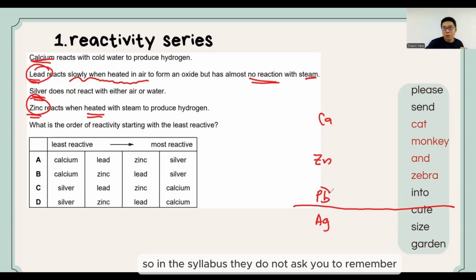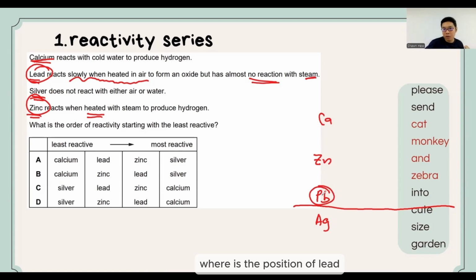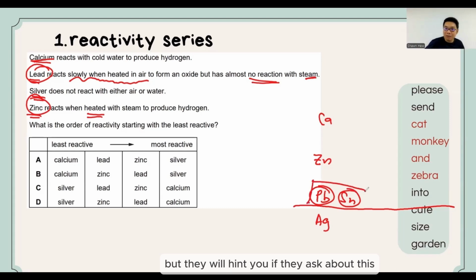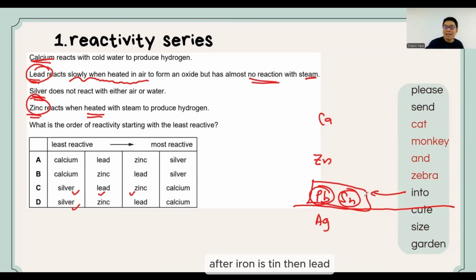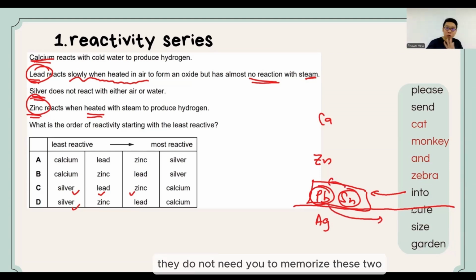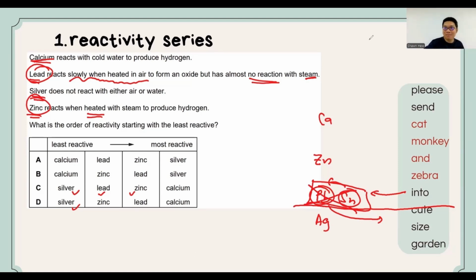So in the syllabus, they do not ask you to remember where the position of lead and also tin is, but they will hint you if they ask about this. So that's why you can see from the relationship, we know that Pb is slightly lower than zinc. So the least reactive is silver, then lead, zinc, and calcium. If you are interested in the position of lead and tin, after iron is tin, then lead, then only copper. They do not need you to memorize these two. It's not stated in the syllabus.